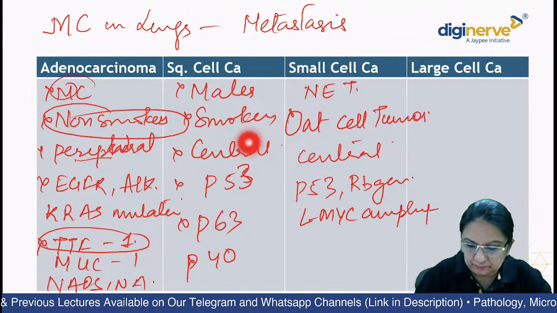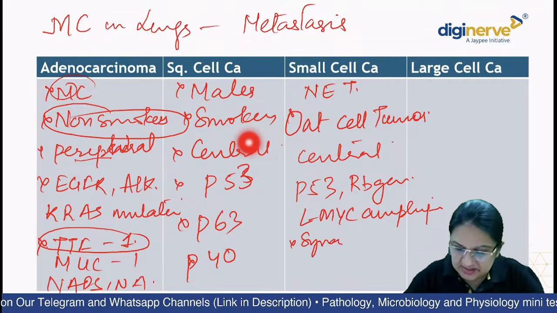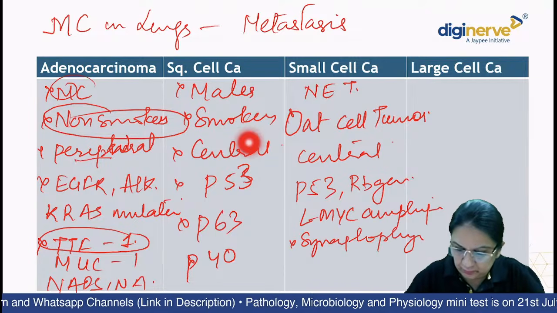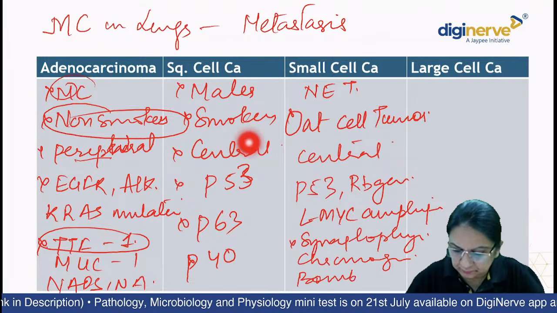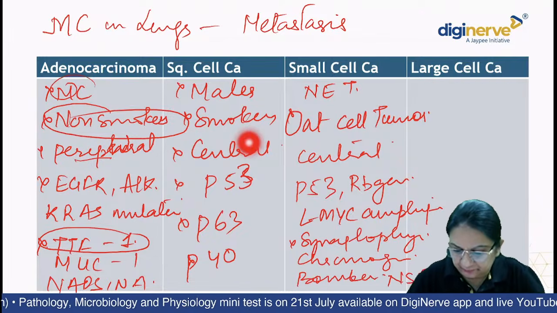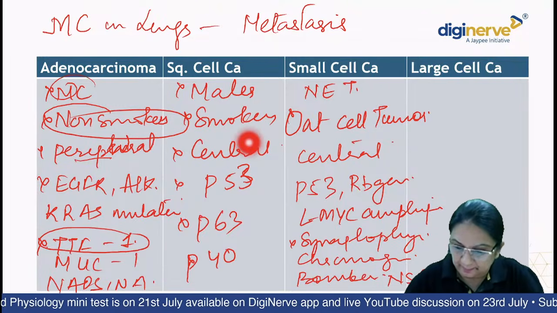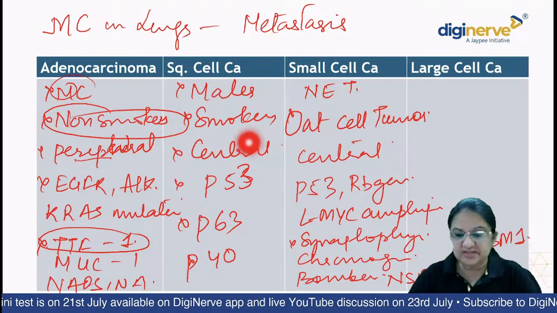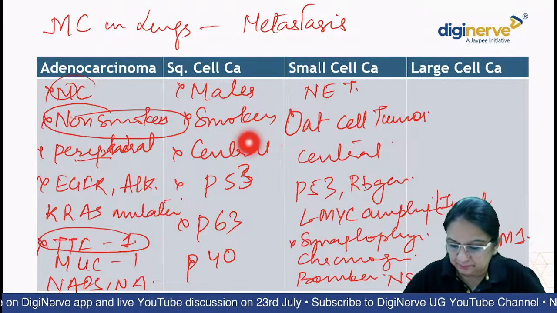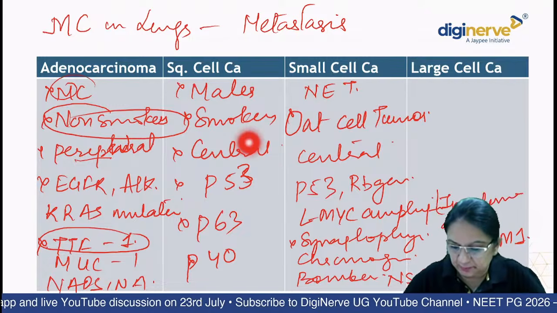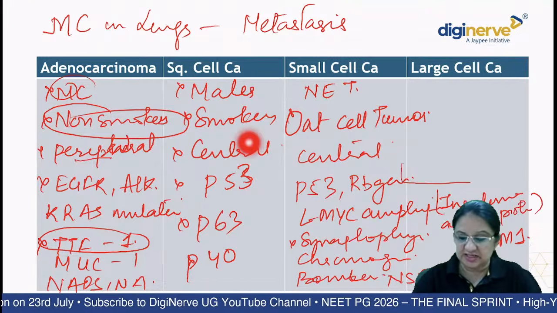amplification. Since it's a neuroendocrine tumor, the markers would be synaptophysin, chromogranin, bombesin, NSE positive. Also positive here is INSM1. What is INSM1? INSM1 is insulinoma-associated protein. Okay, INSM1 positive. This is all small cell cancer.